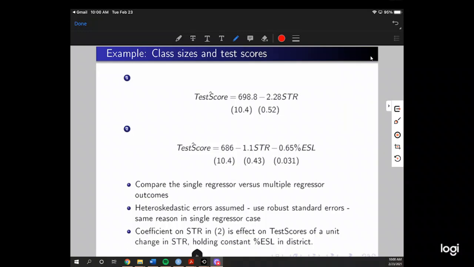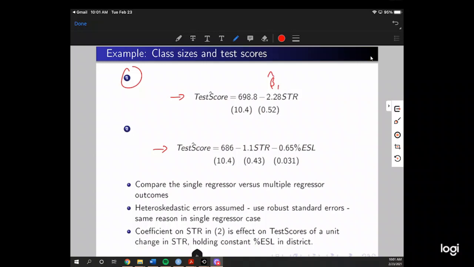Let's do an example here. So we're going to estimate test score on student-teacher ratio in two ways. Our first model is just the single regressor case, where we're regressing test scores on student-teacher ratios with no other control variables. So we've seen this model before. And then for the second model, we're going to include %EL as a control variable. We've also seen this model, but now we're going to determine how statistically significant our beta 1 hats are in these models. So we're going to compare the single regressor versus the multiple regressor outcomes.